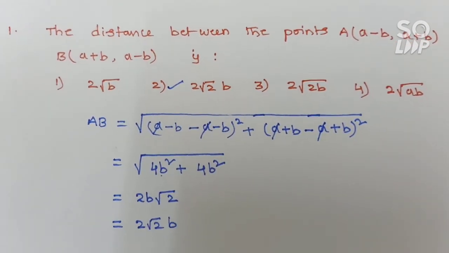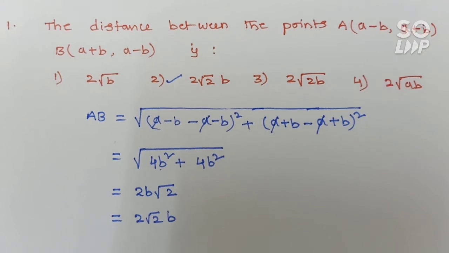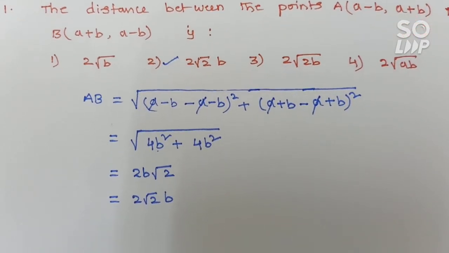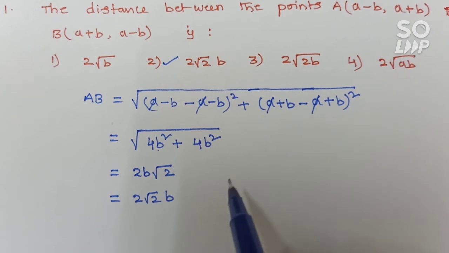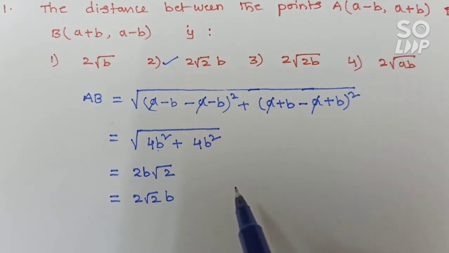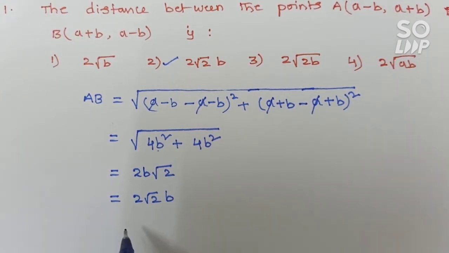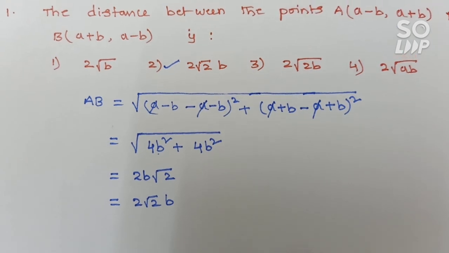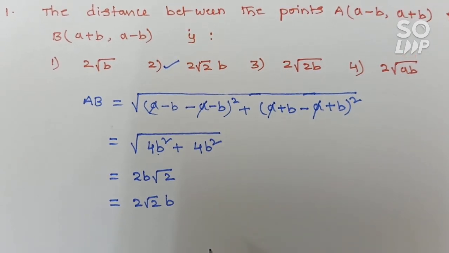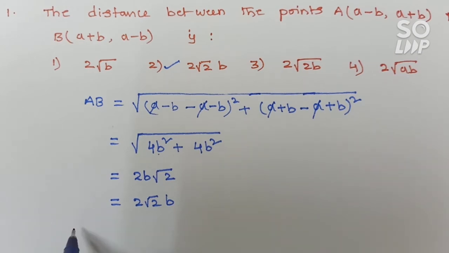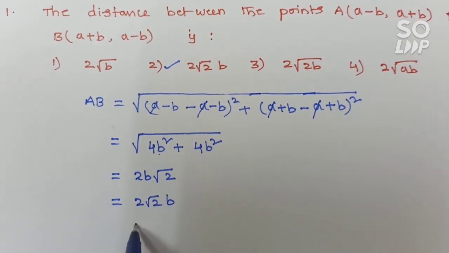Now the same problem we can do in another way. You can do it in another way. So now you take a and b as any values. So a and b are any real numbers. Suppose a is equal to 1 and b is equal to 2. Alternative method: a is equal to 1 and b is equal to 2.